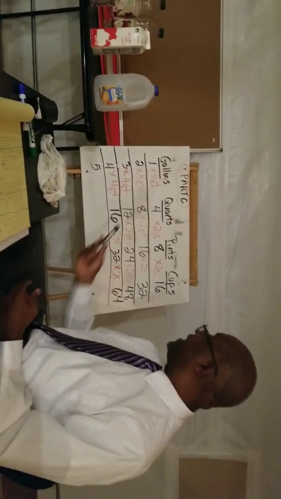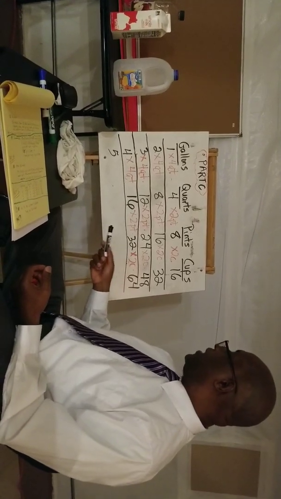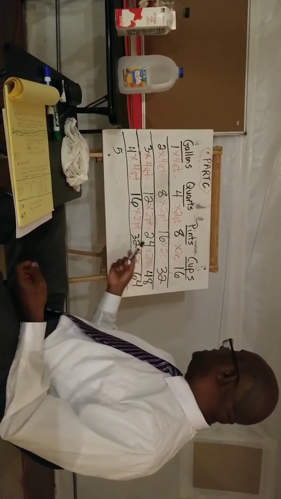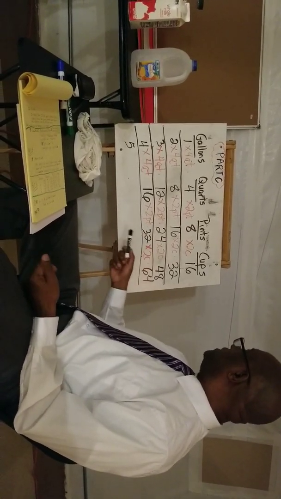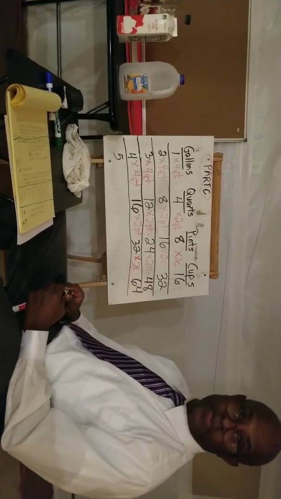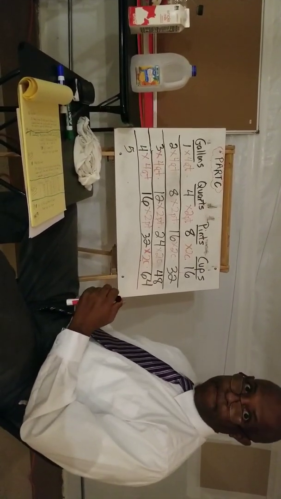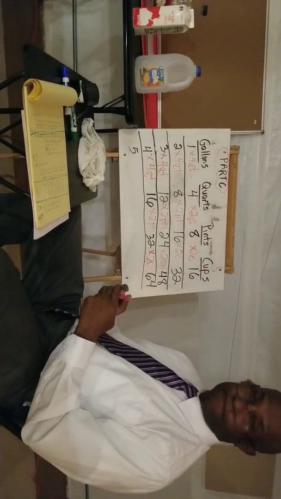So what we're saying is 4 gallons is equal to 16 quarts. 4 gallons and 16 quarts is equal to 32 pints. 4 gallons, 16 quarts, and 32 pints is equal to 64 cups. They all mean the same thing. They all are what we say are equivalent.